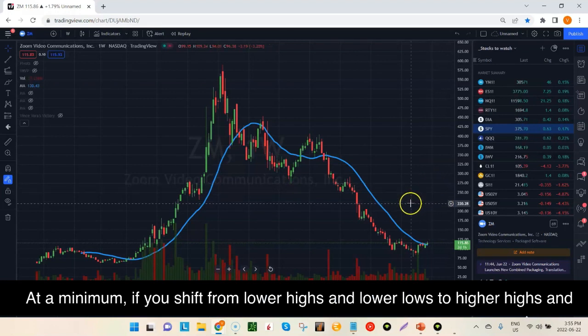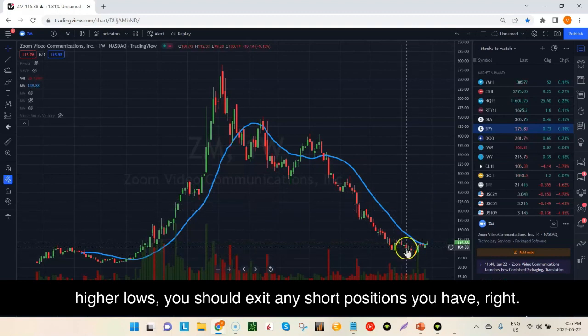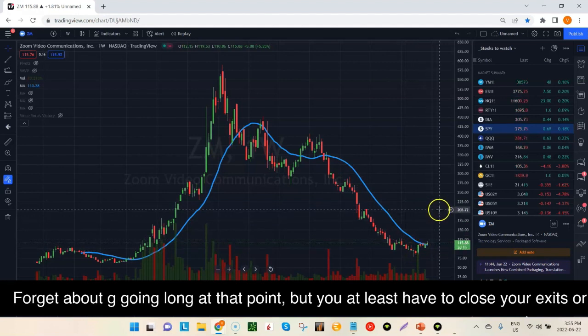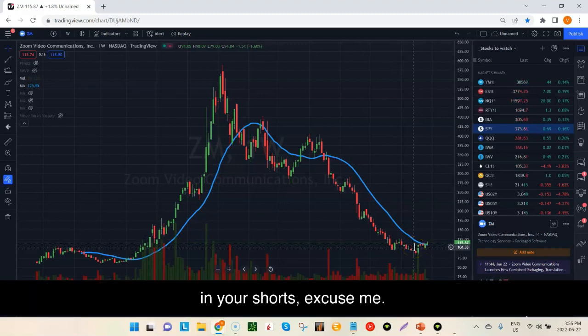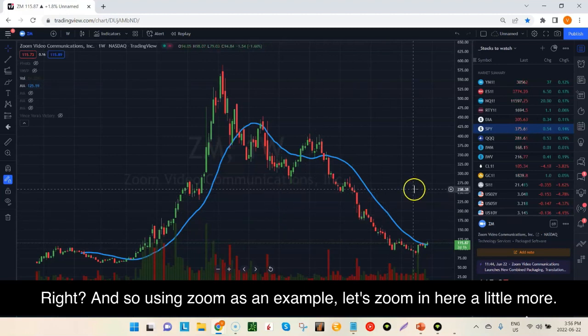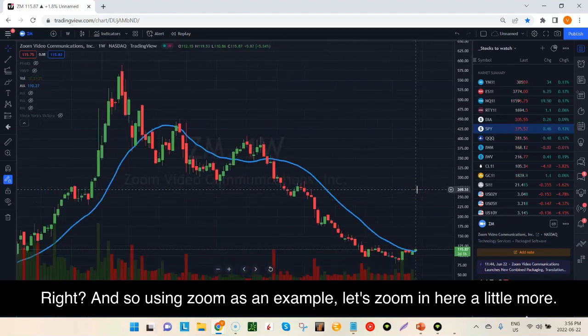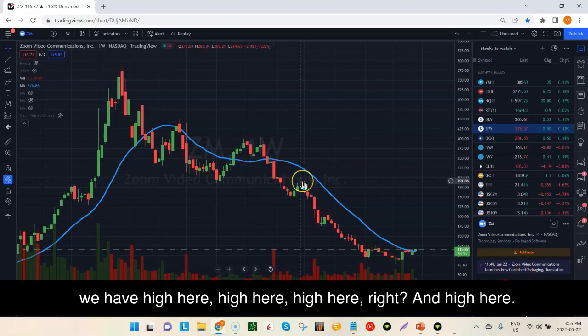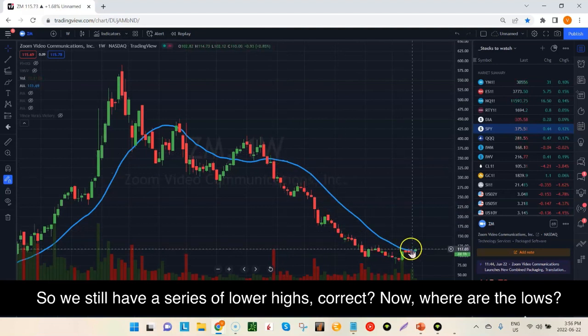Okay? At a minimum, if you shift from lower highs and lower lows to higher highs and higher lows, you should exit any short positions you have, right? Forget about going long at that point, but you at least have to close your shorts. And so using Zoom as an example, let's zoom in here a little more. Pardon the pun. We have high here, high here, high here, and high here. So we still have a series of lower highs, correct?